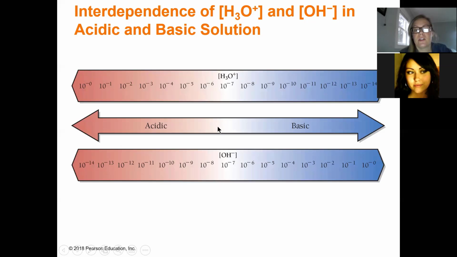So as far as this H3O plus and OH concentration, as we increase the concentration of H3O plus, we become more acidic. As we decrease the concentration of OH, we become more acidic, and vice versa. As we decrease acid and we increase base, we become more basic.